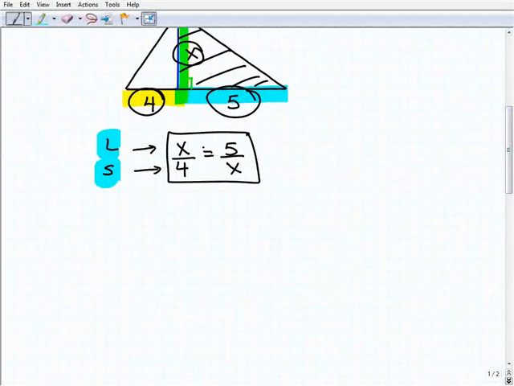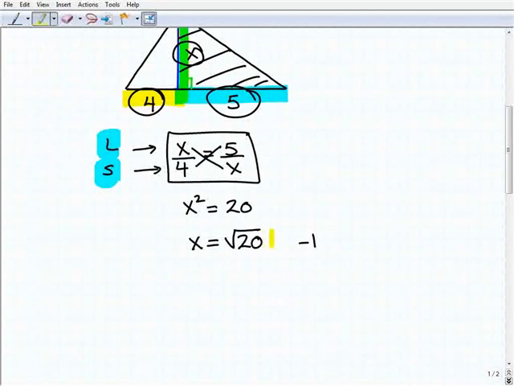All right, we're going to use the cross product. x times x is x squared, equals 4 times 5, which is 20. To solve for x, I'm going to take the square root of both sides. So x equals the square root of 20. Now, if you left your answer this way, some math teachers, and even myself, might dock you a point, maybe minus 1, because you really want to always simplify radicals.